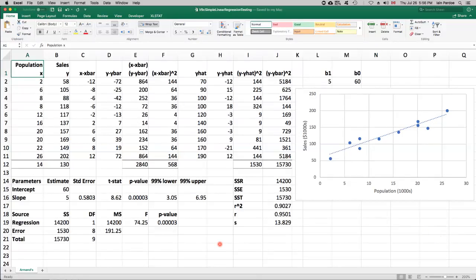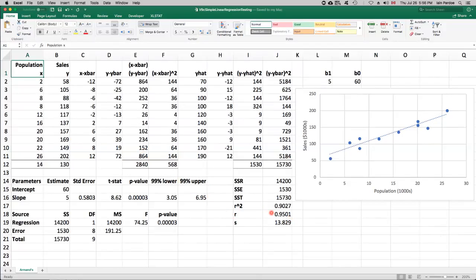In this video, I'll show you how to do hypothesis testing for the slope in simple linear regression. So we've fit the model now, and we've found r squared. And the next thing we're going to do is test the slope.